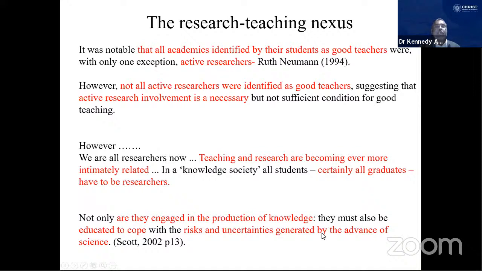Okay, so having said that, there is a nexus between research and teaching. All academics identified by the students as good teachers, studies show, were, with only one exception, active researchers. Okay, so therefore, the point I'm trying to make is that not all active researchers were identified as good teachers, suggesting that active research involvement is a necessary but not sufficient condition for good teaching.